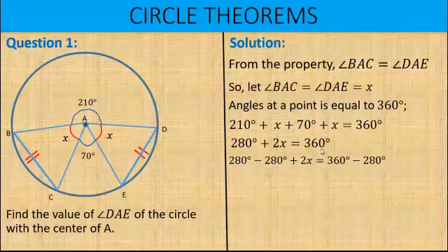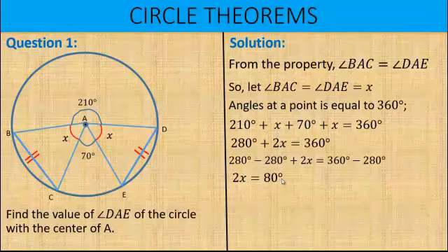Now, we are grouping like terms. So we subtract 280 degrees from this side and from the other side, because it's an equation. So that 280 degrees minus 280 degrees would be 0. And then 2x would be left, equal to 360 degrees minus 280 degrees. And that would give us 80 degrees. So that we get 2x is equal to 80 degrees.